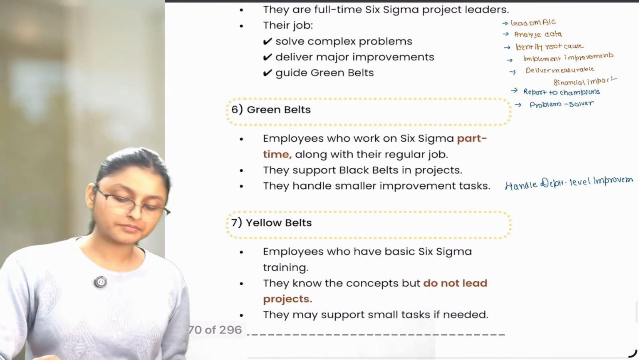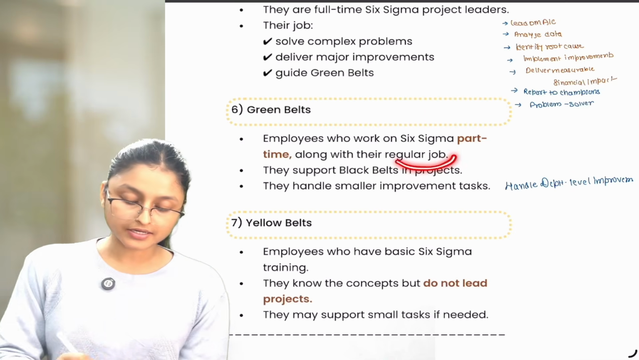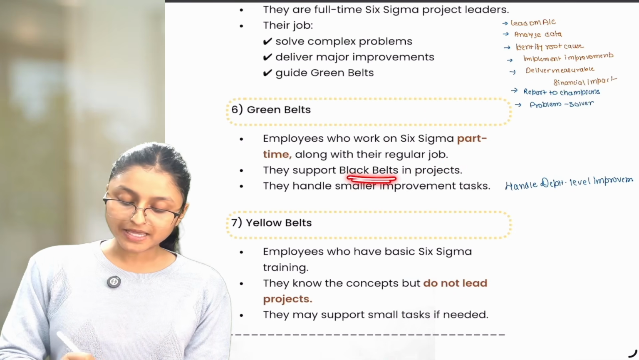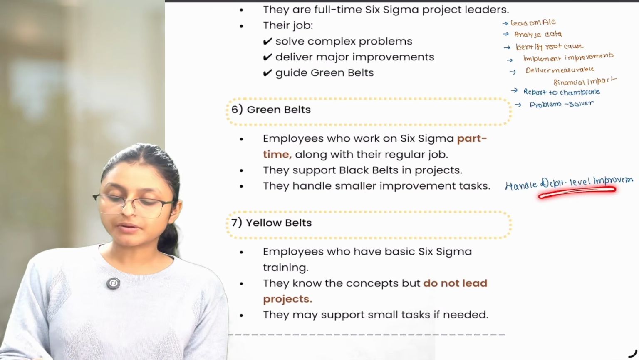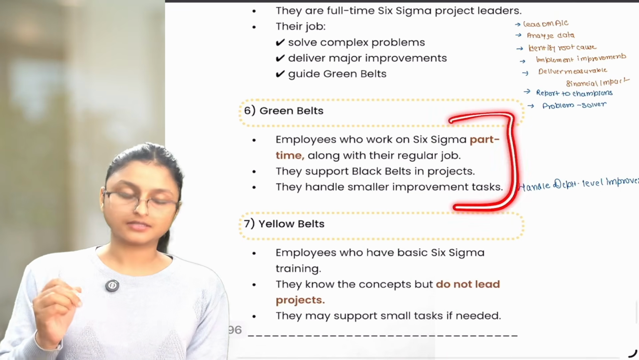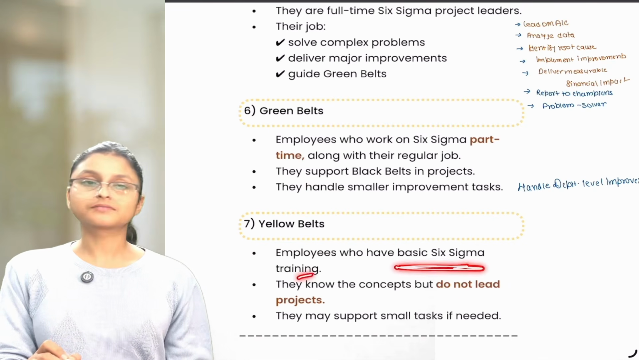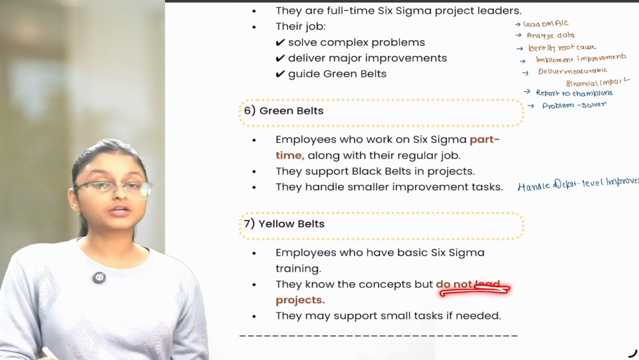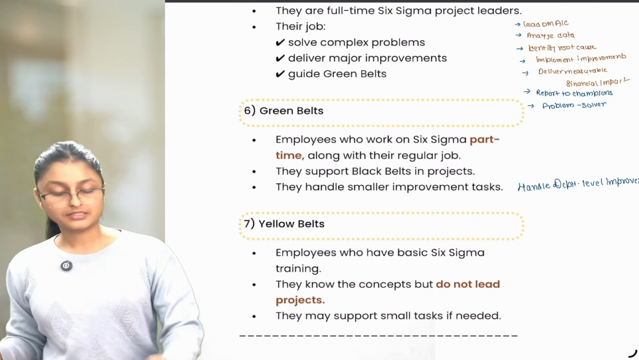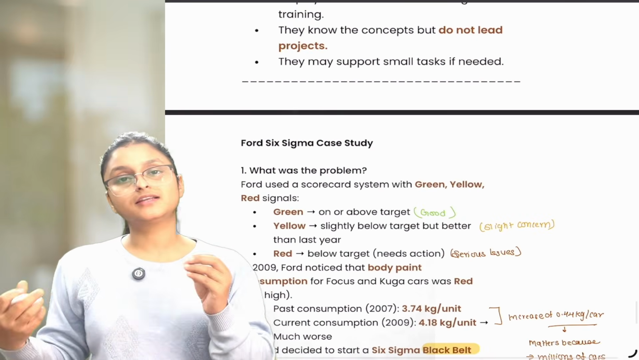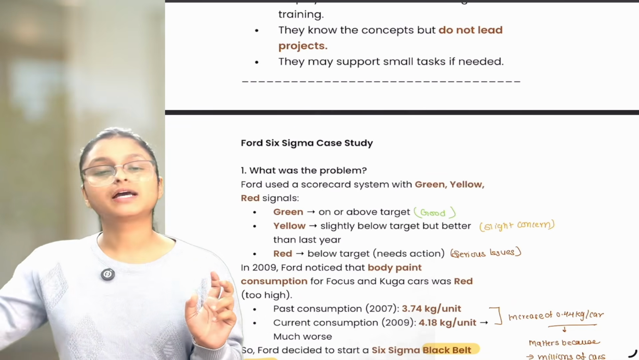management. Green belts, employees who work on Six Sigma part-time along with their regular job. They support black belts in projects. They handle smaller improvement tasks, like department level improvements. Next comes yellow belt, who have basic Six Sigma training. They know the concept but do not lead the project. They may support small tasks if needed. Done. These are the different categories in Six Sigma who all work together for applying DMAIC or DMADV.